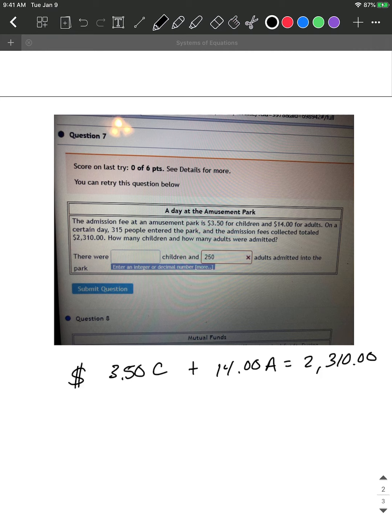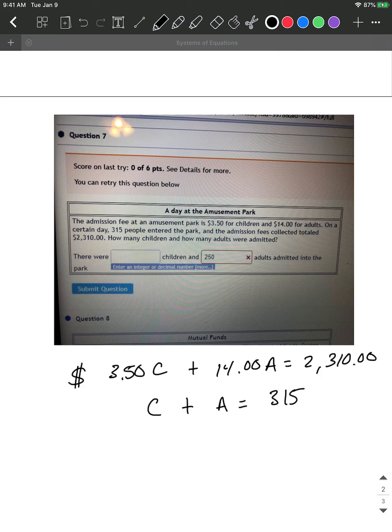So that's kind of what we're after now. If I take the C for children plus A, we get to say that they bought 315 tickets. That's the amount of people that went there. That's how we'll get there: when I add children tickets plus adult tickets, it will end up giving us 315 tickets sold.